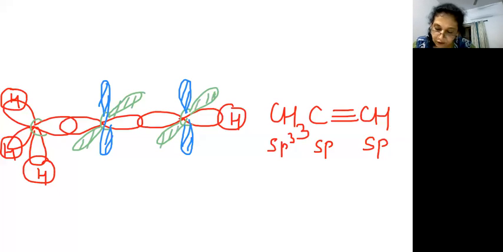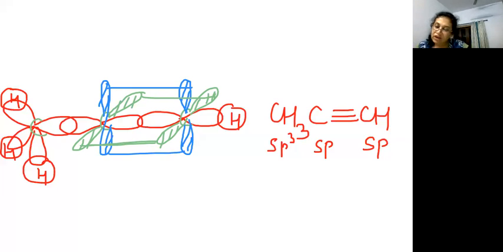So this is the other p. There is one pi bond between these two, and there is another pi bond between these two. And thus this is the structure of propyne. I hope, girls, you've understood.